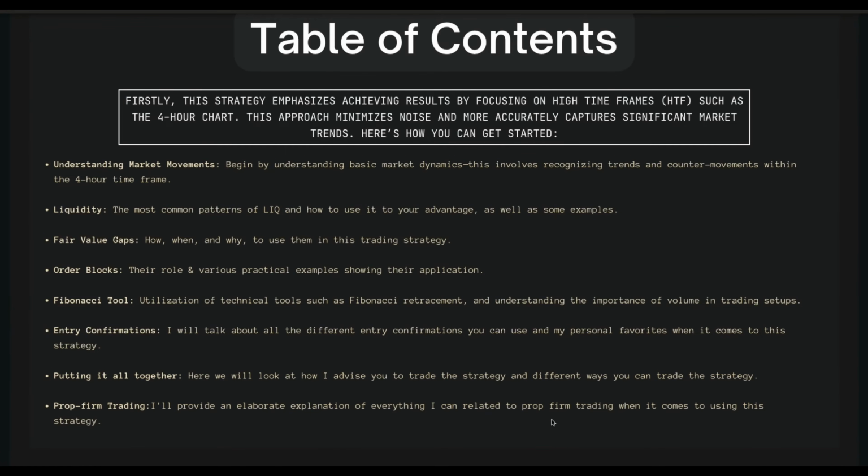All right, so for the table of contents, I will not go over all of this. You can pause it and go over it yourself, but I will talk about this little part real quick. Firstly, this strategy emphasizes achieving results by focusing on high time frames, such as the 4-hour chart. This approach minimizes noise and more accurately captures significant market trends. Here's how you can get started. So that is where you come in. You pause the video, take a look at all of this, or just look at the PDF itself, and it's in the description down below.